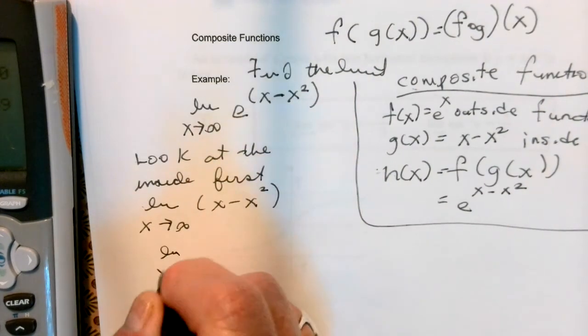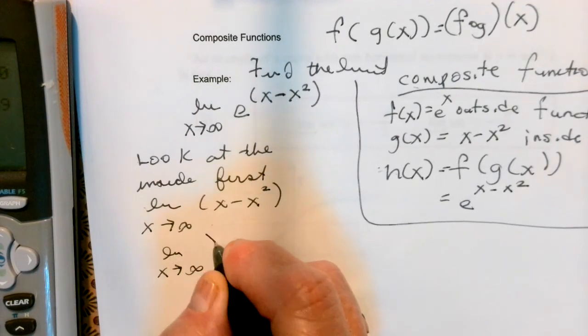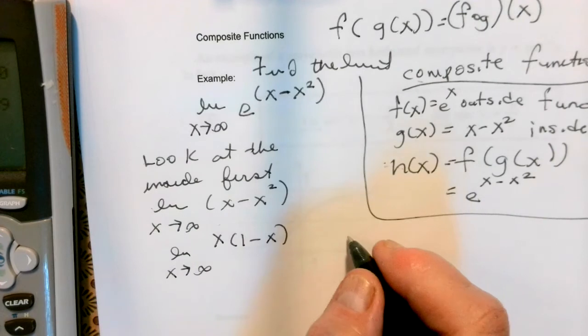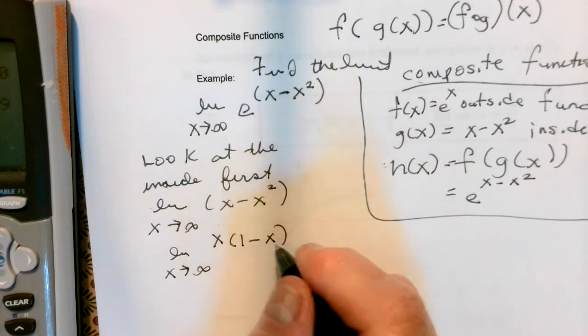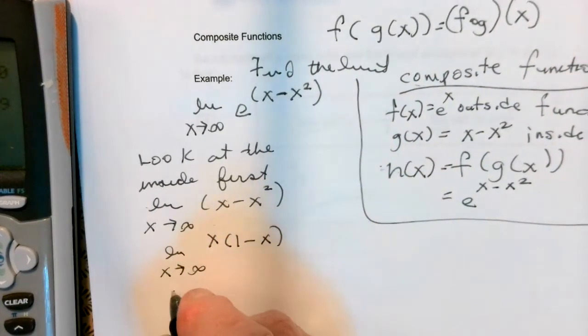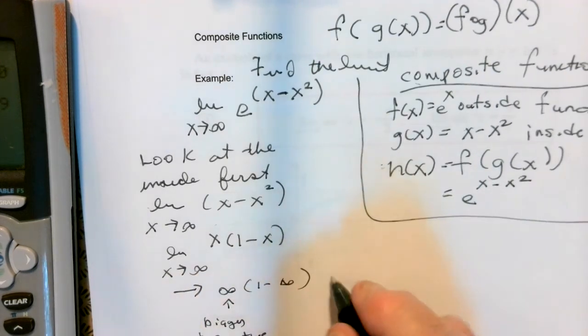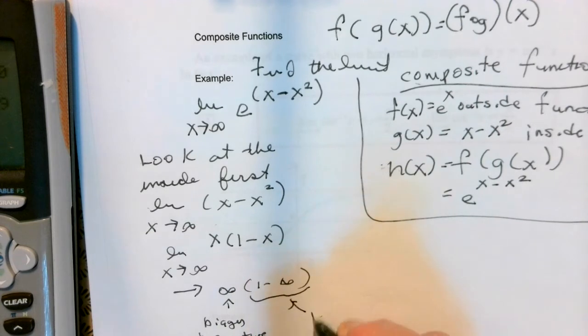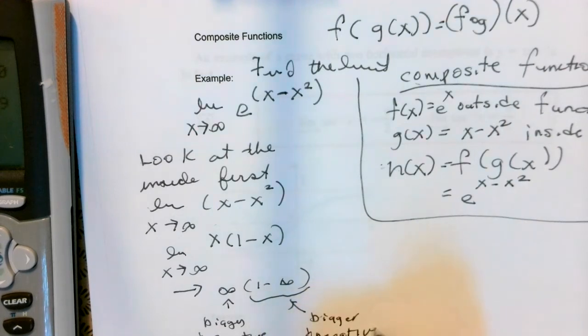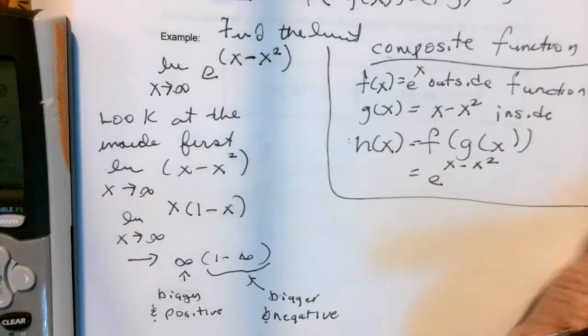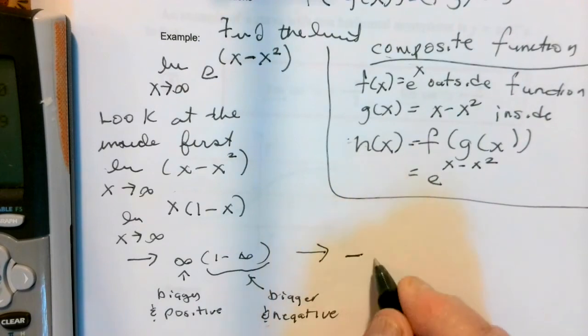Well, we can factor this. We can factor out an x, and it looks like this. Now, we can't really substitute in an infinity here and here, but we can think about it like this. It's going towards an infinity times a 1 minus infinity. So it's going towards a number that's getting bigger and positive, times a number that's getting bigger and negative. Now, what happens if you multiply a negative number times a positive number? Does it come out positive or negative? Well, we all know that it comes out negative. So that's going to go towards negative infinity.